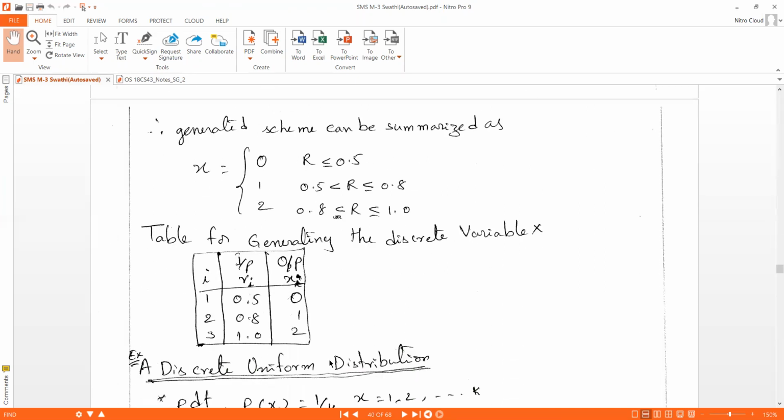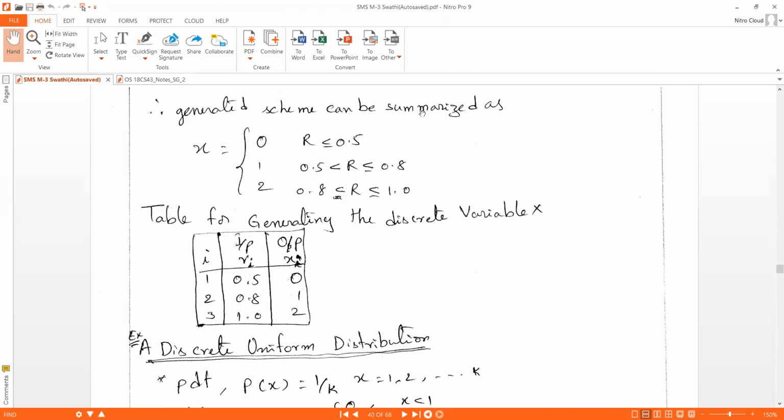Okay, and the generated scheme can be summarized like this, that is x is equal to 0, 1, 2. x equal to 0 when R is less than or equal to 0.5, x equal to 1 when R value lies between 0.5 and 0.8, and x value is 2 when R value lies between 0.8 and 1.0.